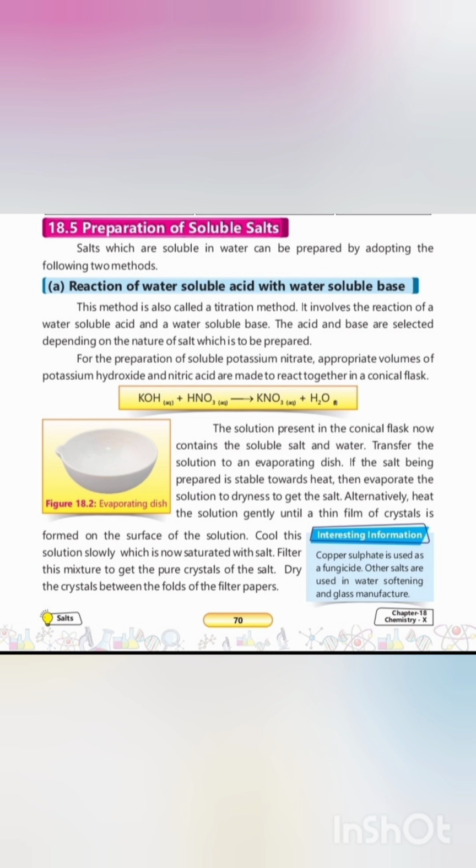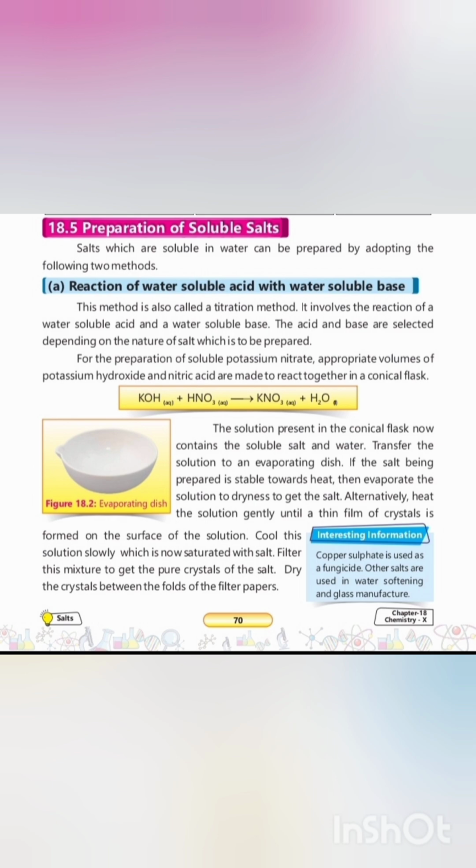The concept is, appropriate volumes of a soluble acid and a soluble base are mixed together to achieve complete neutralization, producing a clear solution containing only the target salt and water. For example, preparing soluble potassium nitrate by reacting potassium hydroxide with nitric acid in a conical flask.